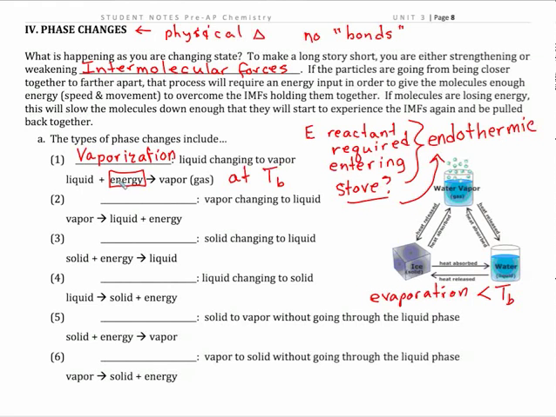Okay, our next one is vapor returning back to a liquid. And the opposite of that is called condensation. You see it in the picture to the right, condensation. Notice in this case, energy is a product. It's released. It is exiting the system, and we call that exothermic.